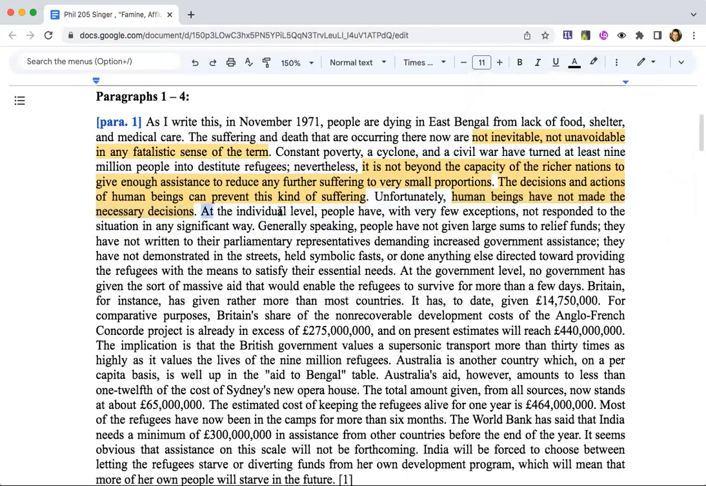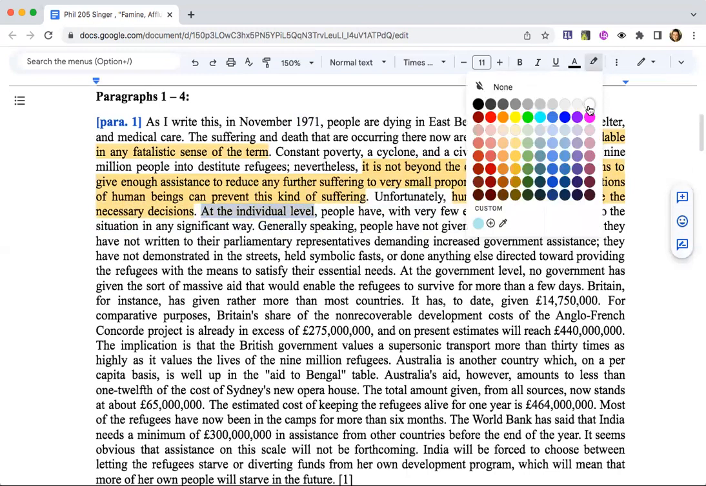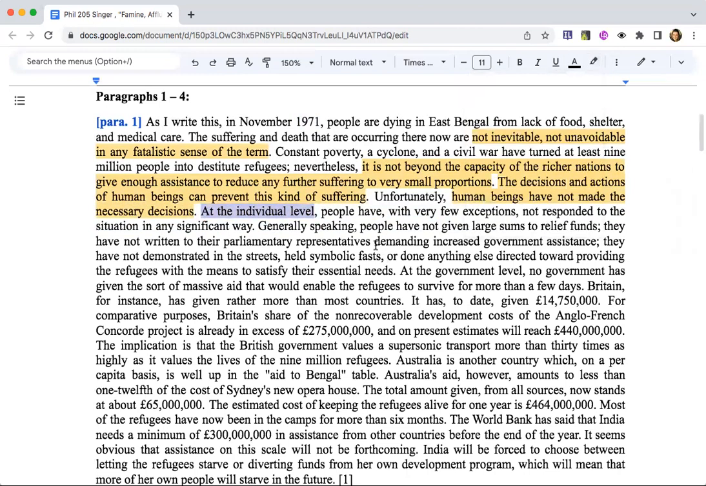At the individual level, people have, with very few exceptions, not responded to the situation in any significant way. Generally speaking, people have not given large sums to relief funds. They have not written their parliamentary representatives demanding increased government assistance. They have not demonstrated in the streets, held symbolic fasts, or done anything else directed toward providing the refugees with the means to satisfy their essential needs.